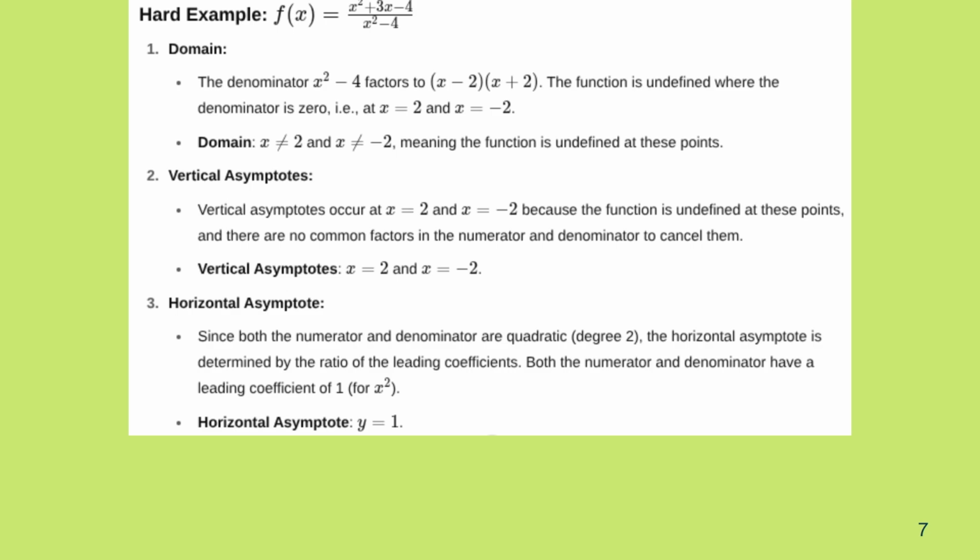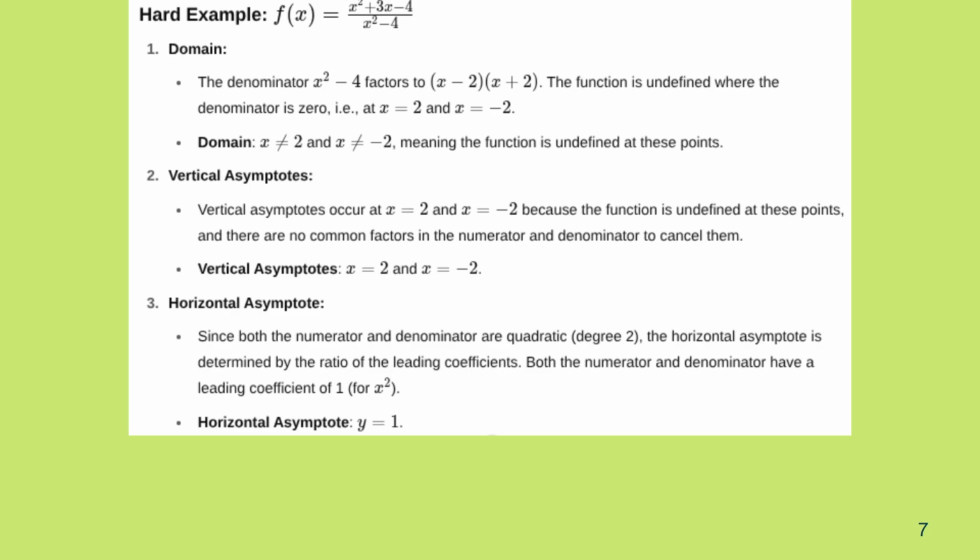Okay, vertical asymptote. Vertical asymptotes occur at x equals 2 and x equals negative 2 because the function is undefined at these points and there are no common factors in the numerator and denominator to cancel them. Okay, the vertical asymptotes, we just said x equals 2, x equals negative 2.